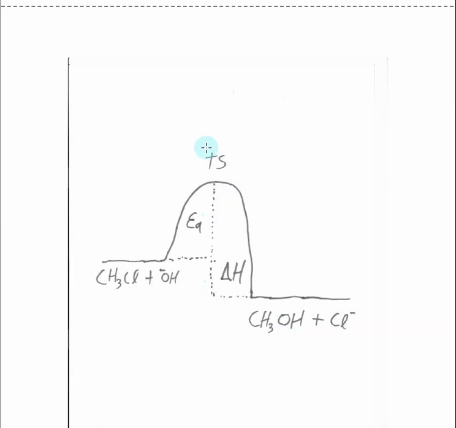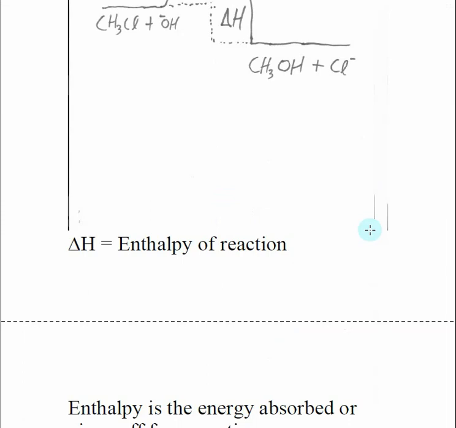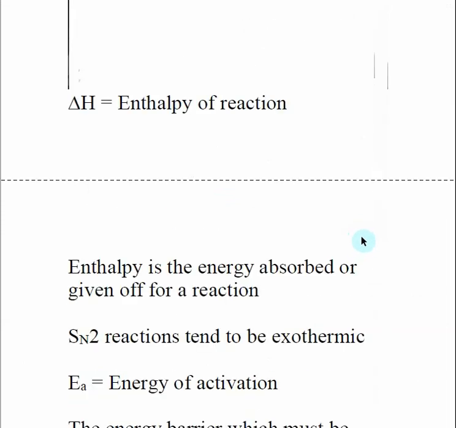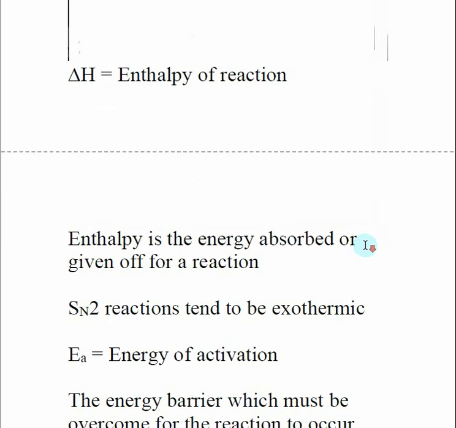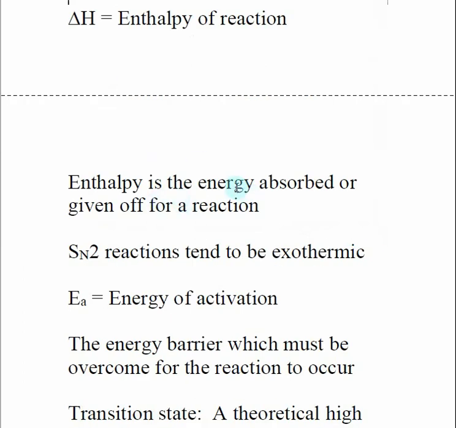And so this is what we're going to be focusing on right now. We're really interested in looking at the kinetics of this reaction. So once again, delta H is the enthalpy of reaction. We're not going to talk about that so much, but it's nice to look at it. Enthalpy is the difference between my reactants and products. In this case, the reaction is exothermic.